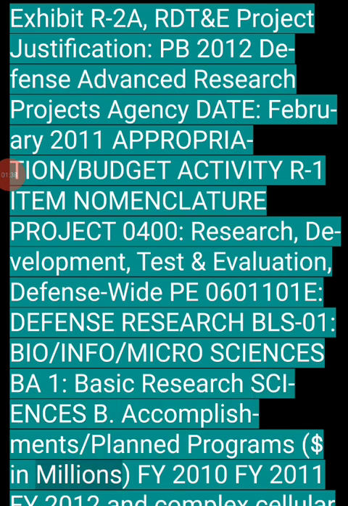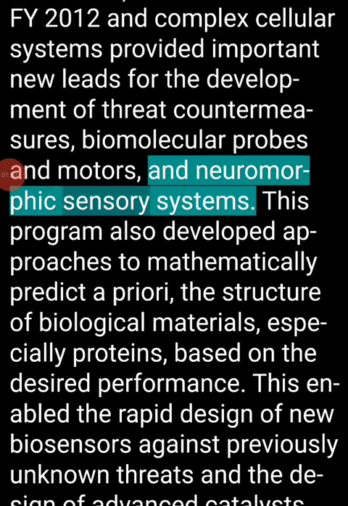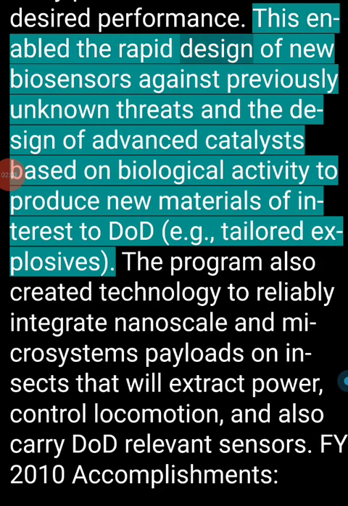Accomplishments/Planned Programs, $ in millions, FY2010, FY2011, FY2012. Complex Cellular Systems provided important new leads for the development of threat countermeasures, biomolecular probes and motors, and neuromorphic sensory systems. This program also developed approaches to mathematically predict a priori the structure of biological materials, especially proteins, based on the desired performance. This enabled the rapid design of new biosensors against previously unknown threats and the design of advanced catalysts based on biological activity to produce new materials of interest to DOD, e.g., tailored explosives.